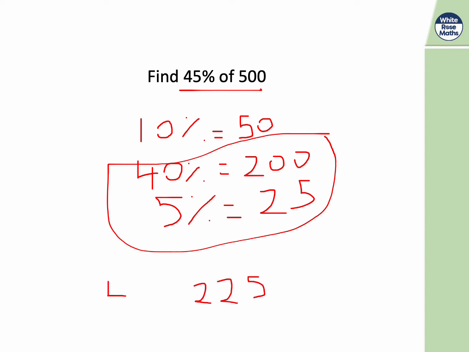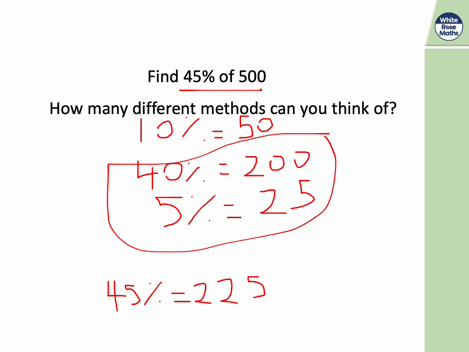So 45% gives me the answer of 225, guys. So how many methods can you think of? Well, I can think of, I want to say 3 methods for that, but let me know, guys, if you think of any more methods.